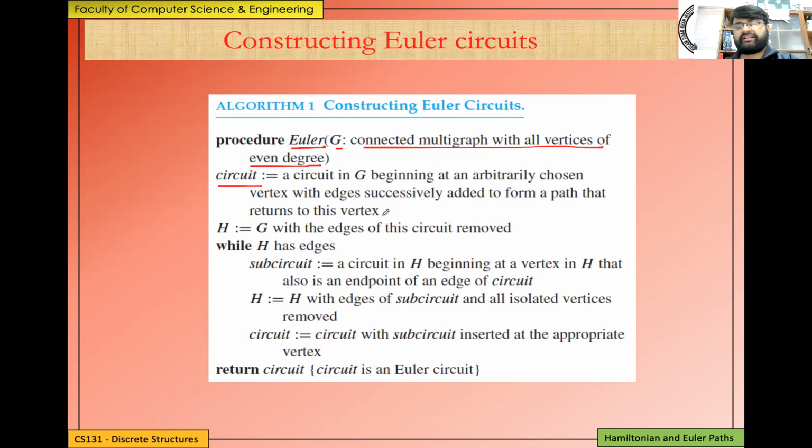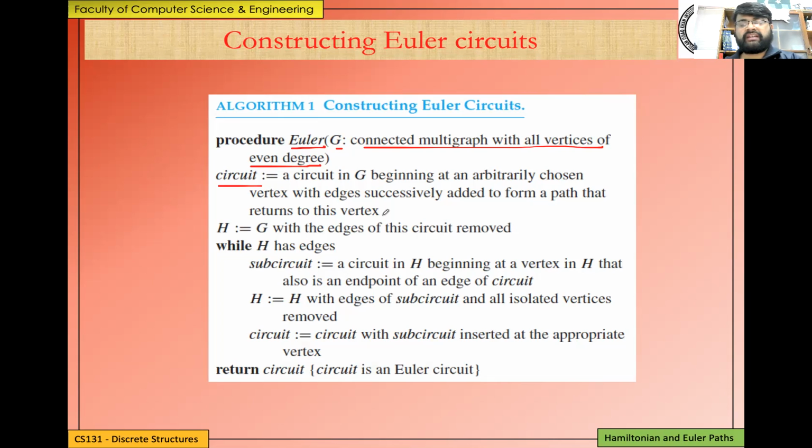And then edges are constantly added to this vertex as well as more vertices, so that ultimately you form a path that returns to this particular vertex. Since it's a circuit, it has to return to the same vertex. So H is now our temporary graph G with the edges of this circuit removed.